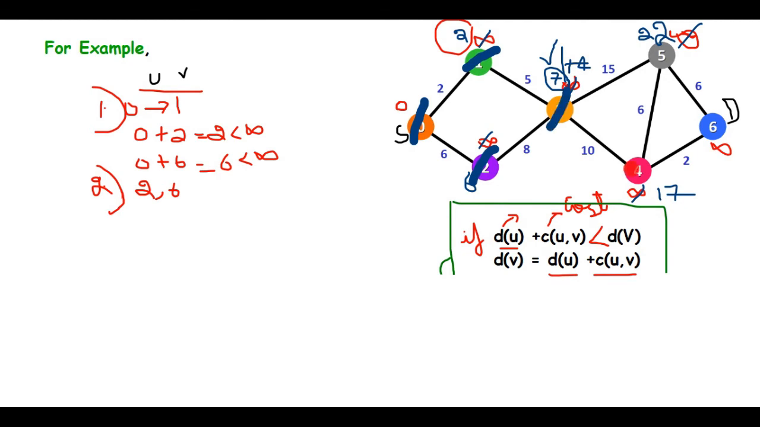And now among 4 and 5, the shortest number is 17. So we'll take 17. From 4 you have two places to carry on. You cannot go back to 3, so you have 5 and you have 6. So when you calculate from 4 to 5, you get a value of 13.